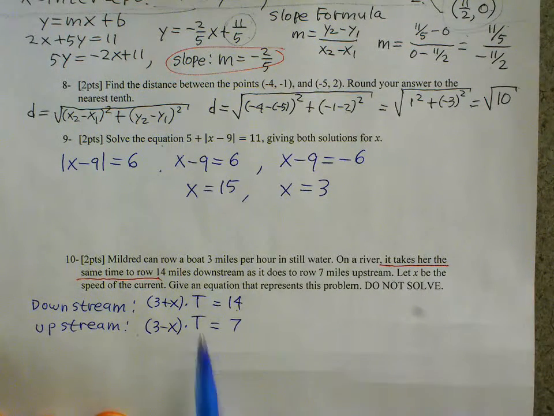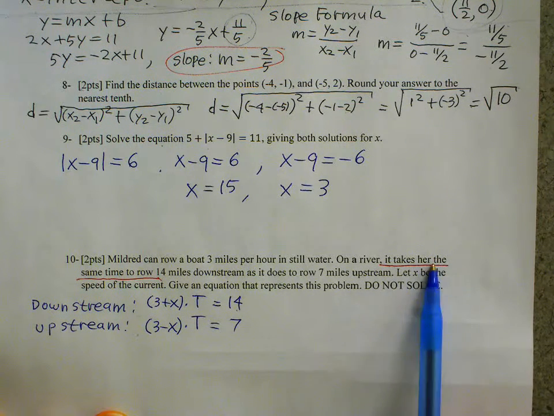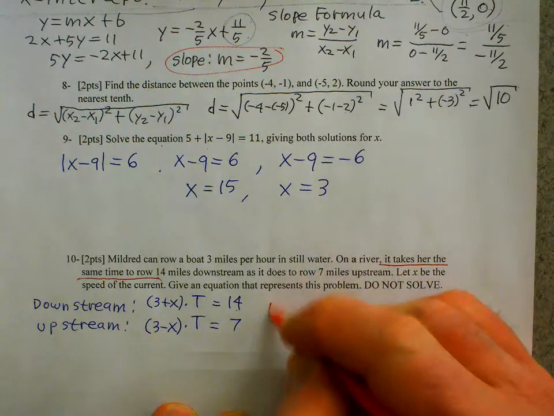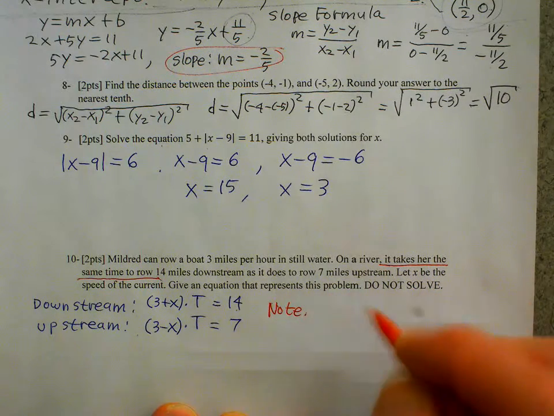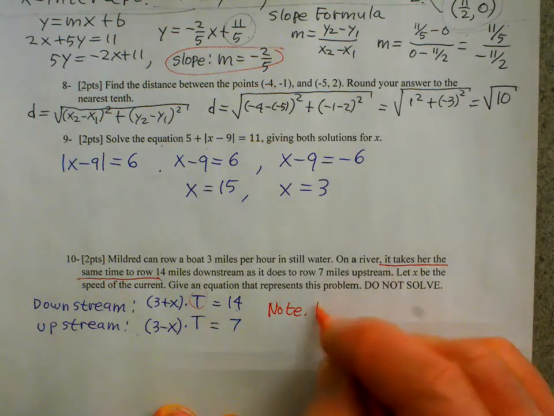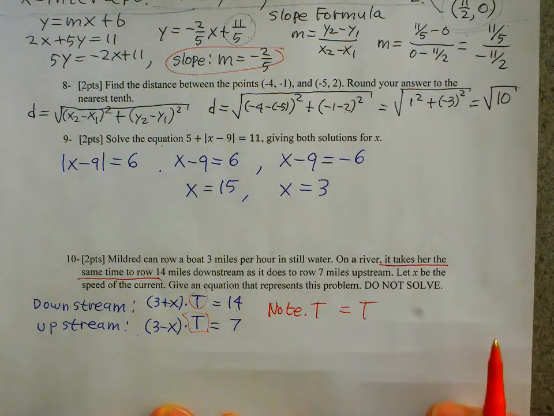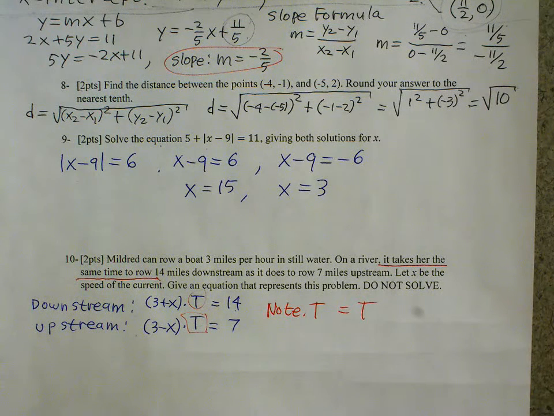So in this problem, the two values of t are exactly the same. They're the same amount of time. So we note t from one equation is equal to t from the other equation. That's given in the problem itself. Okay, so that helps us. We're just a couple of steps away from getting an equation whose only variable is x.